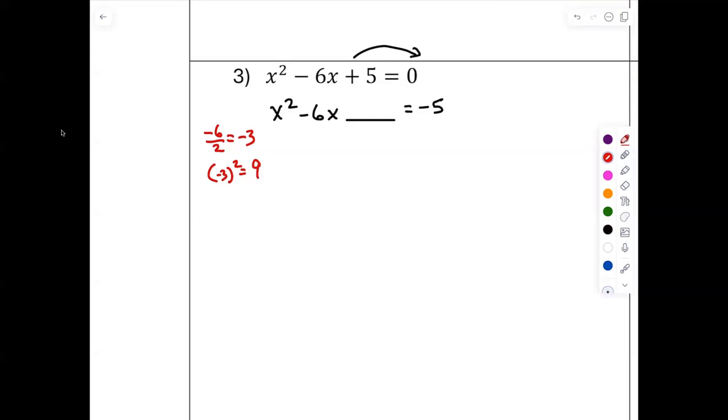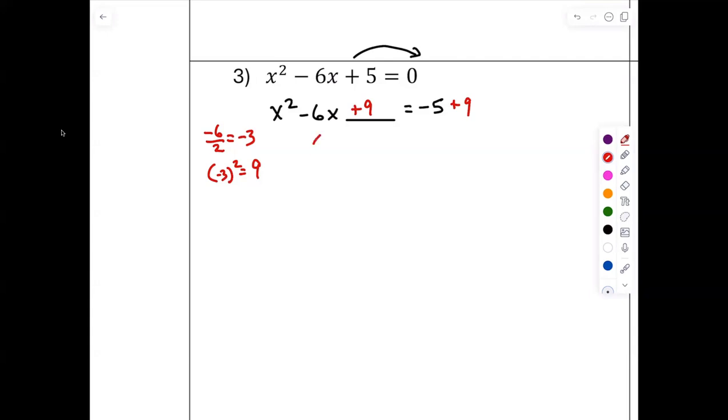Once you get the process down, it's just really simple. So now I put a +9 here, and I put a +9 over here. Now I said it always factors to whatever the half was. It always factors to whatever the half is.